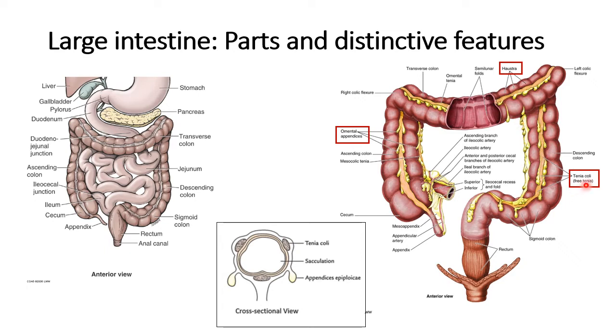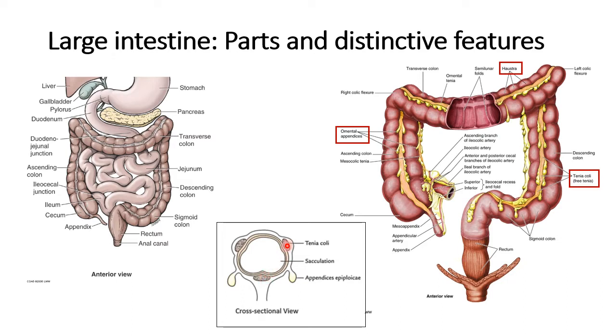And again, why do we have tinea coli? This is a transverse section of the large intestine where you see the circular smooth muscle. Now this is the inner circular smooth muscle, which forms like a band, while the longitudinal smooth muscle, all the fibers will collect in three locations, and those three locations are the tinea coli. So tinea coli are the three locations where all the fibers of the longitudinal layer of smooth muscle collect.